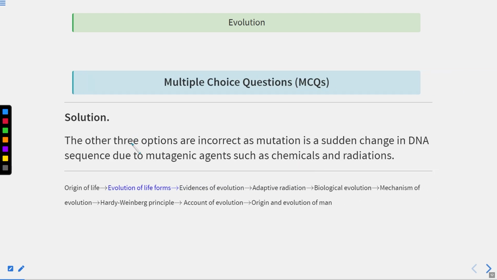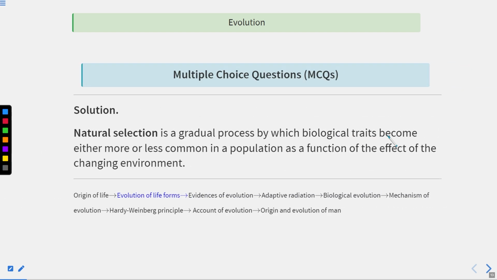Now, the other three options are incorrect. Mutations are sudden changes in the DNA sequences due to mutagenic agents such as chemicals and radiations. So UV radiations and some chemicals can cause mutation, and mutations are always sudden. They are fast, sudden changes in the DNA sequence, and they are heritable also. So mutation is not the answer here.